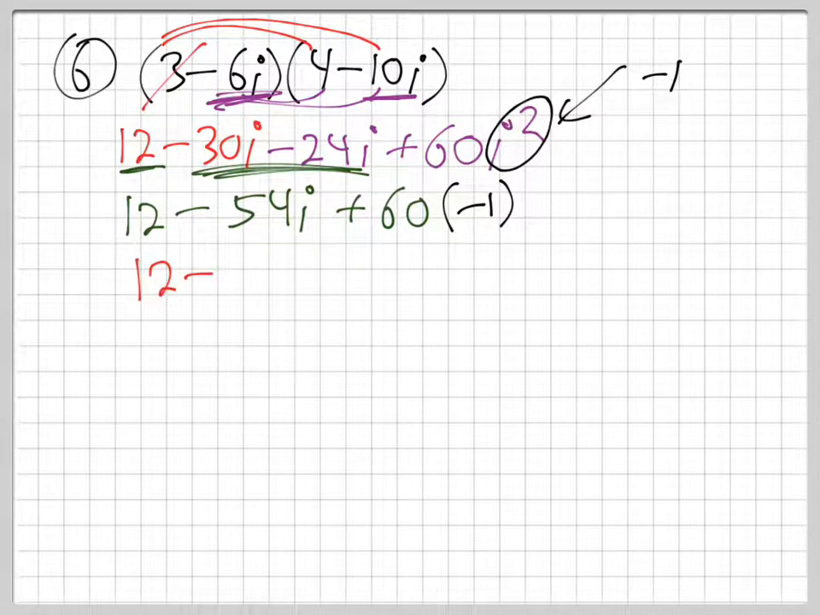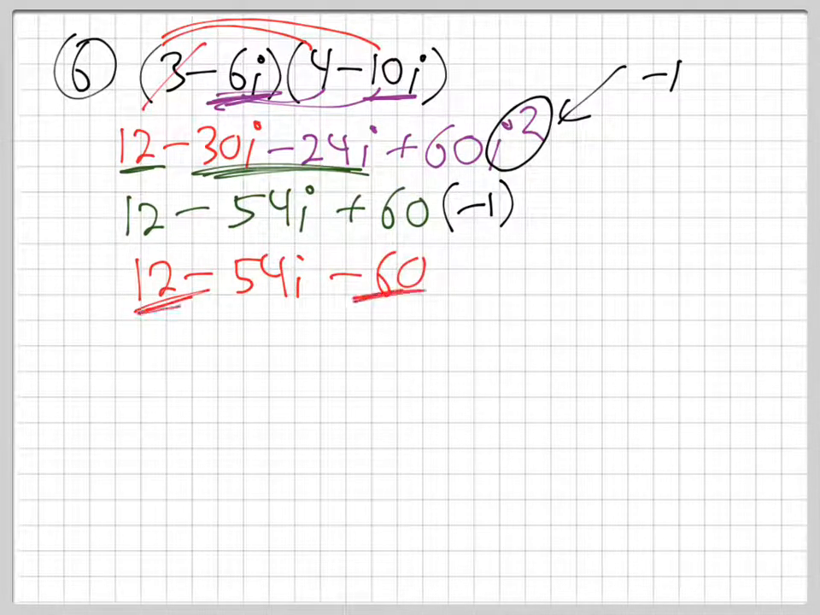Yeah. So if you want to save a step, it's always just going to change the sign of whatever it's with. If you got a plus 60 with an i squared, you know it's going to be minus 60. If you got a minus 60 with an i squared, you know it's going to be plus 60. Because it's just a -1. It's just going to change the sign. That's all it does. So this will be minus 60.